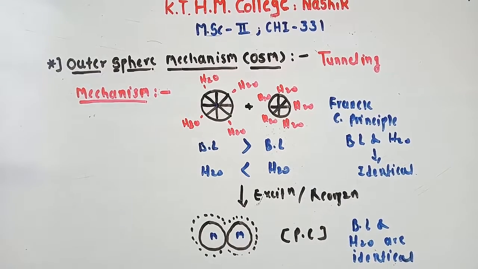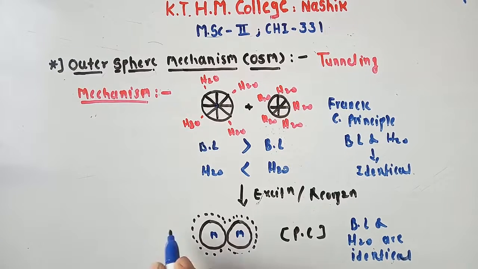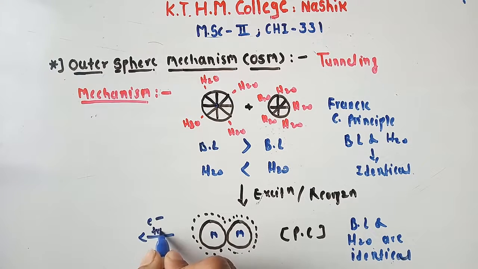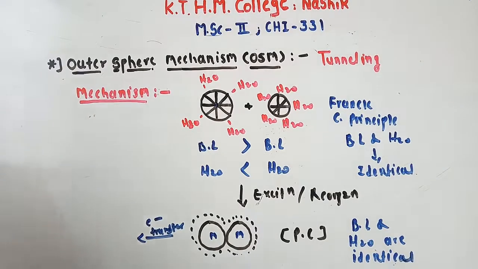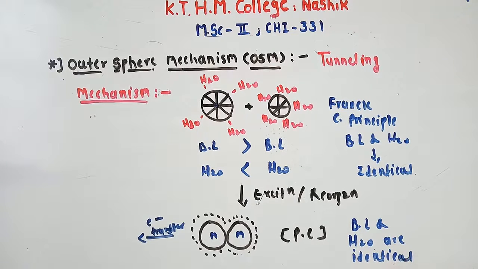So the third step is the transfer of electron. Here, in the third step, because the bond length and water molecules are now identical, we can transfer an electron from one species to another species.